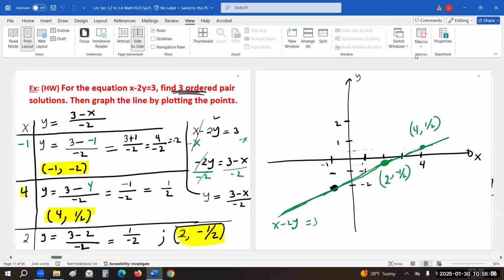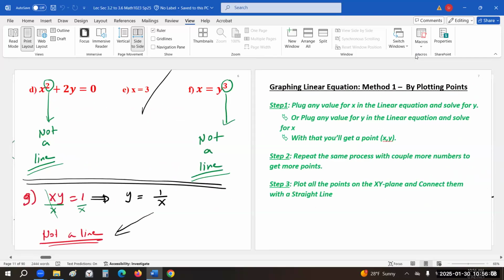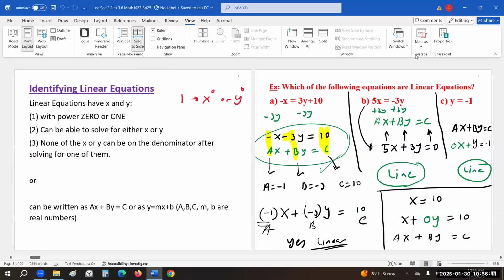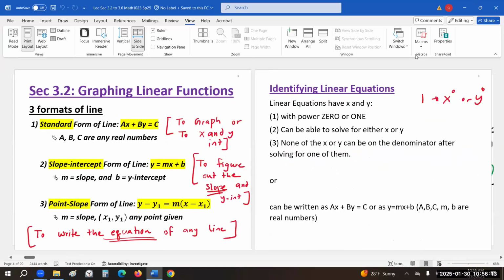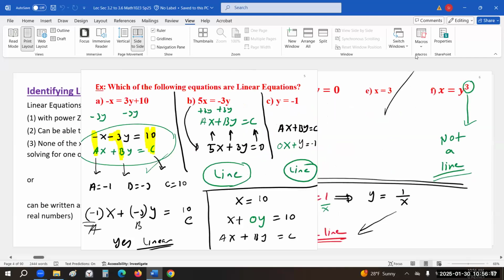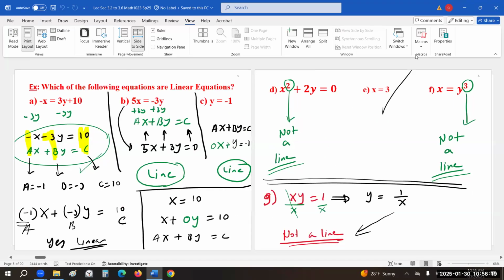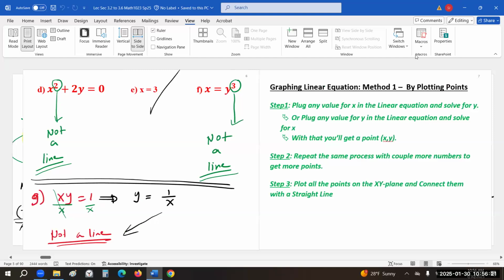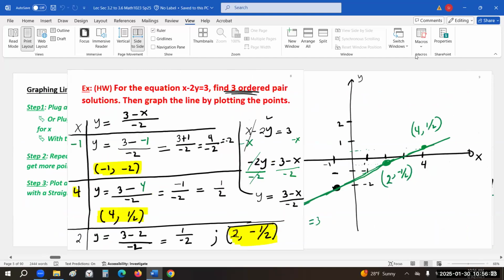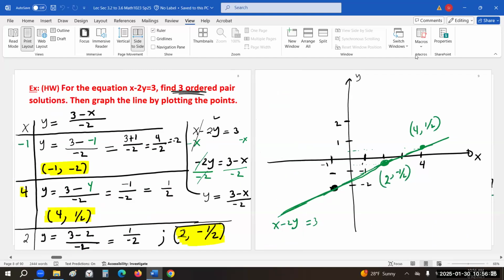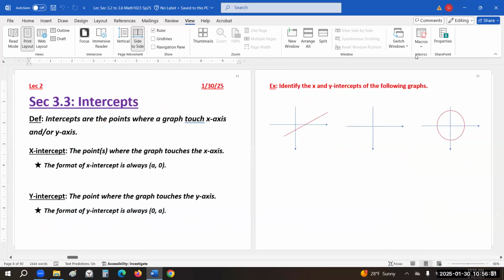So, in our last class, we finished section 3.2 where we talked about different formats of a line. And then we identified which of the equations can be linear or a line. And then we used the old-fashioned method to graph a line by plotting 3 points. And now today we're going to learn about intercepts.